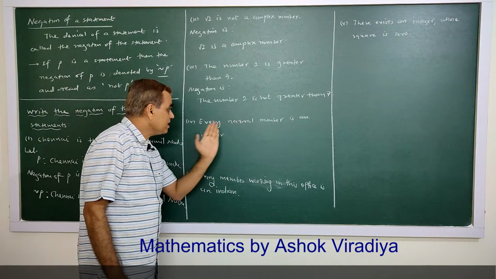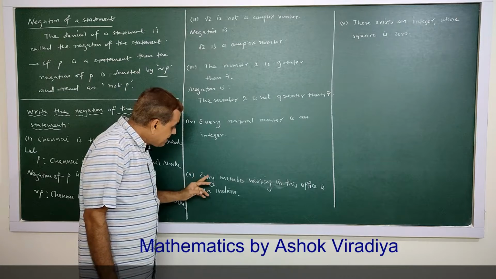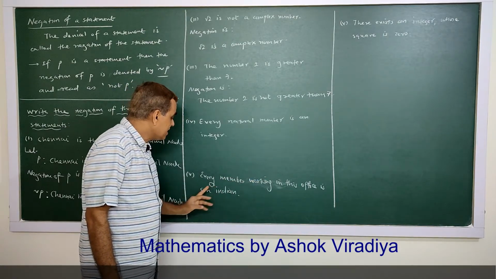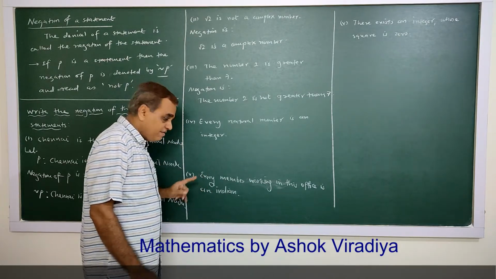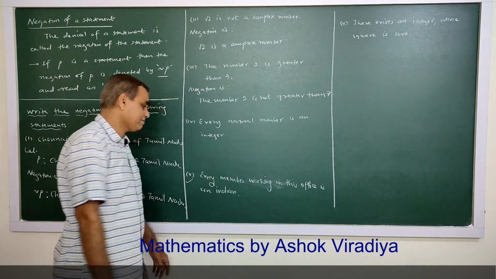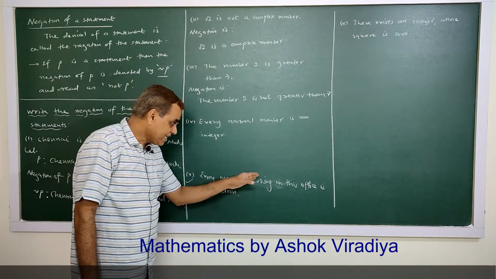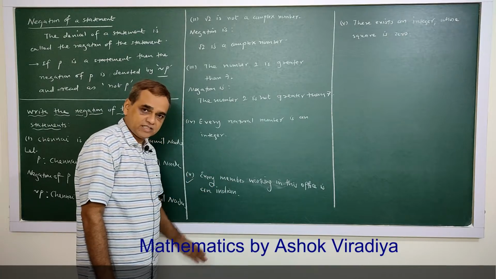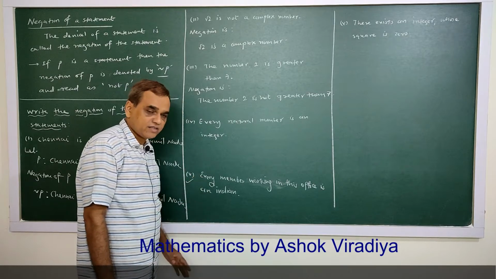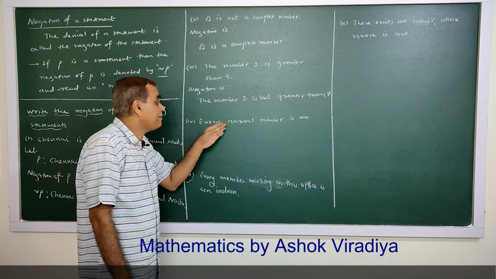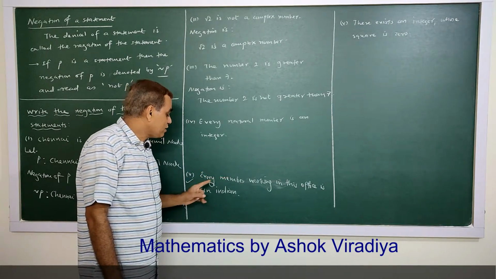Every natural number is an integer. See, next is: every member working in this office is an Indian. Look at these two statements. First of all, I am discussing this statement. Every member working in this office is an Indian. I am taking this statement first, then we will go on to these mathematical statements.